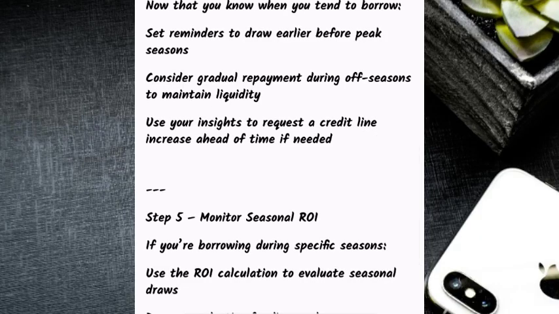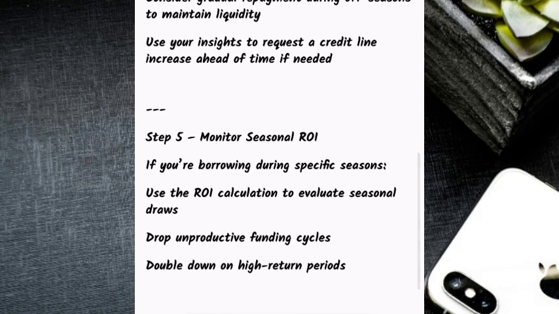Step 4, plan future seasonal draws. Now that you know when you tend to borrow, you want to set reminders to draw earlier before peak seasons. Consider gradual repayments during off seasons to maintain liquidity. Use your insights to request a credit line increase ahead of time if needed.